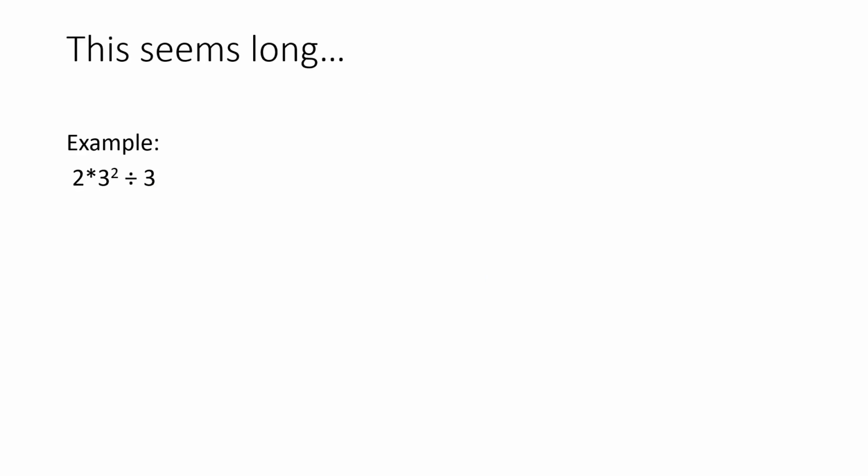So this seems kind of long. If we were to look at this problem, we don't want to think that hard about it. So you might take this problem 2 times 3 squared divided by 3 and say, okay, well, 3 squaring is 3 times 3, and dividing by 3 is the same as multiplying by the reciprocal, and that would take all of those operations and turn them all into a bunch of multiplications, and you could get the correct answer. Or you could simply know your order of operations.